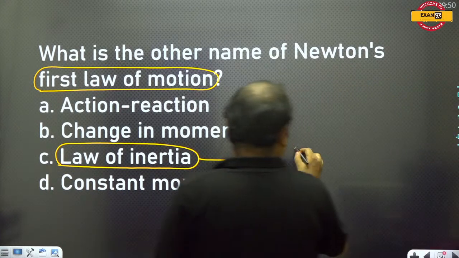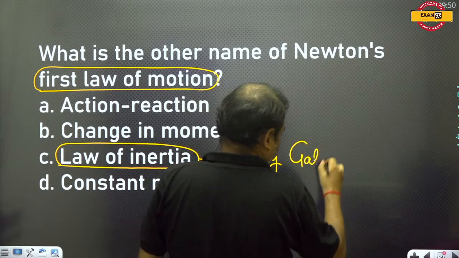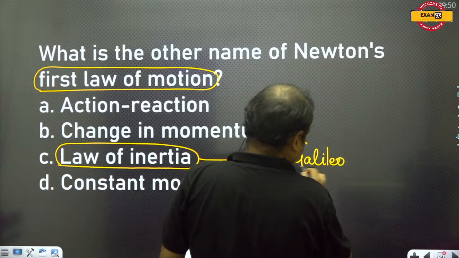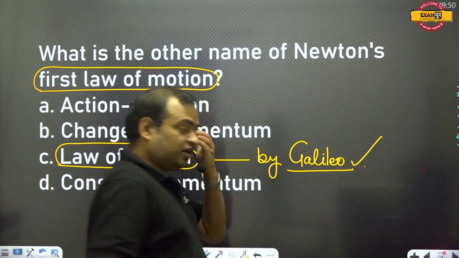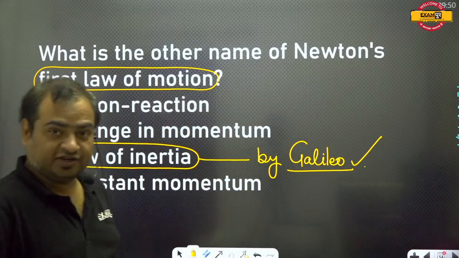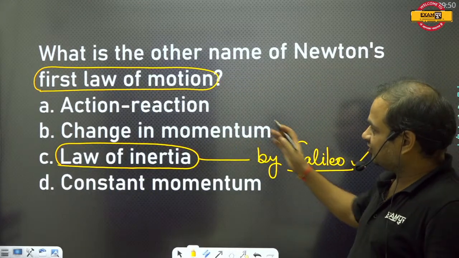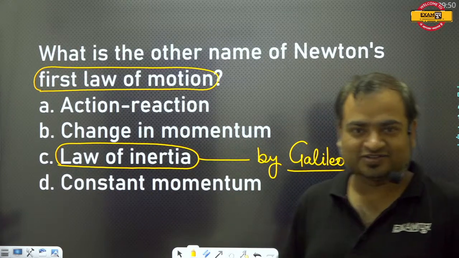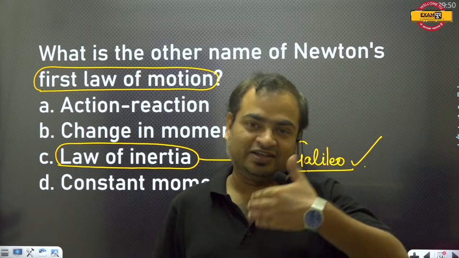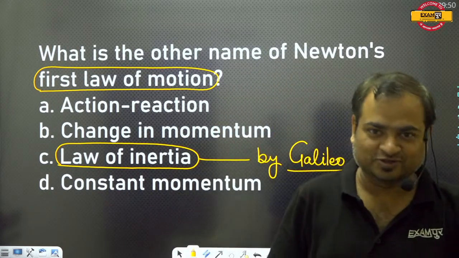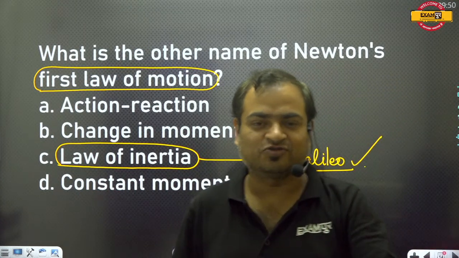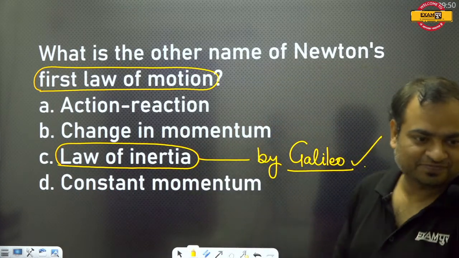The law of inertia was given by Galileo actually. Okay, you have already heard about Galileo. Galileo worked not only in mechanics but also in optics, so you will hear the name of Galileo in optics also. After some time I will discuss the questions on optics.